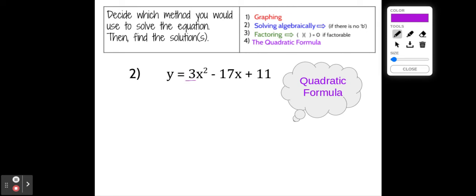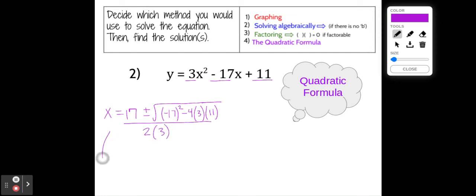We've got our a is 3, our b is negative 17, and our c is 11. So quadratic formula, x is equal to negative b, but b is already negative, so positive 17 plus or minus the square root of b squared minus 4ac, all over 2a.